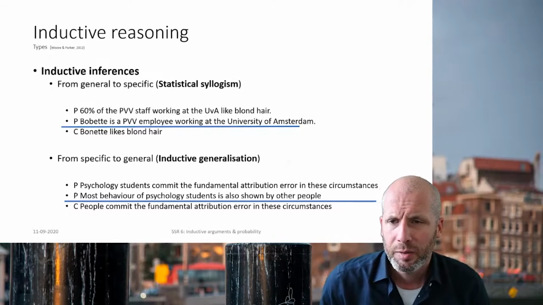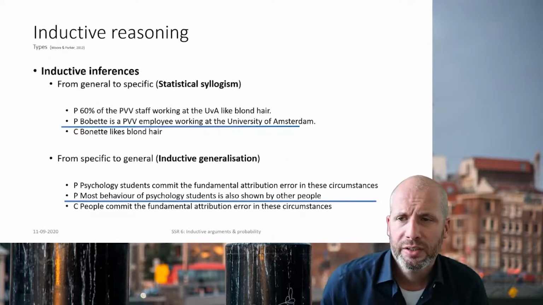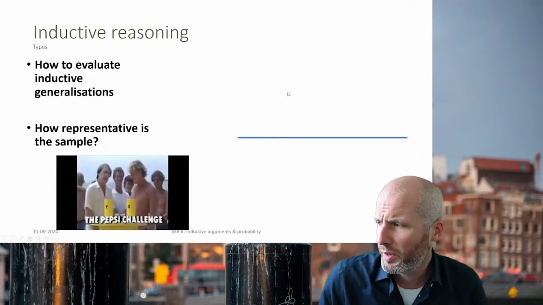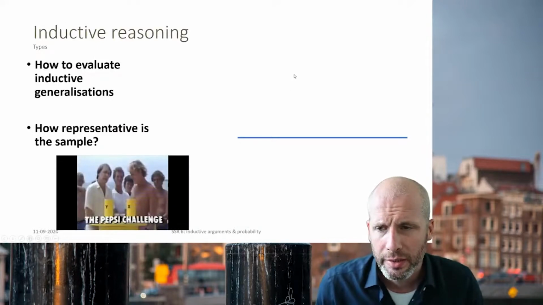Which brings me to the most important part that you need to check for. If you encounter an inductive inference, any type of generalization, you need to look out for the representativeness of the sample, right?